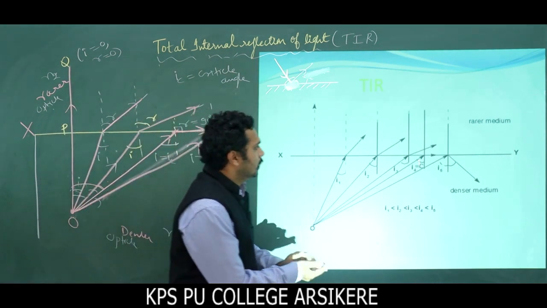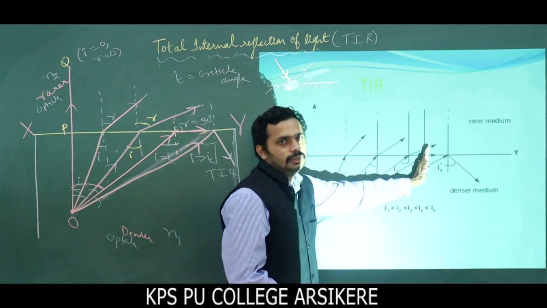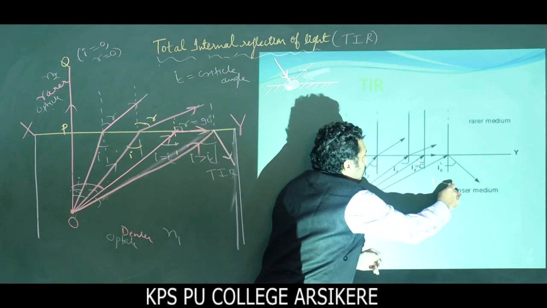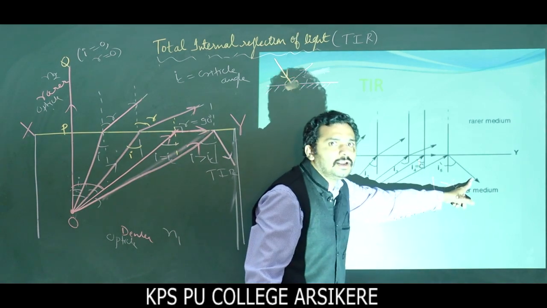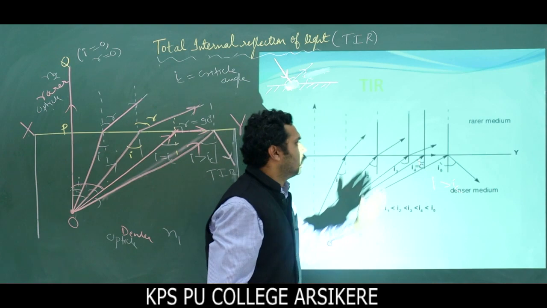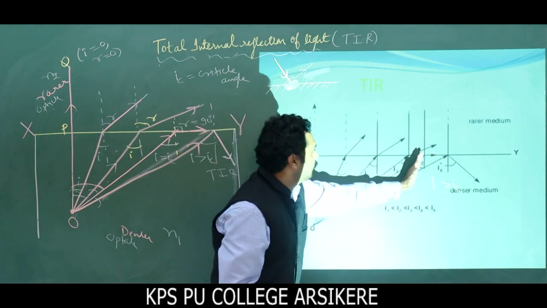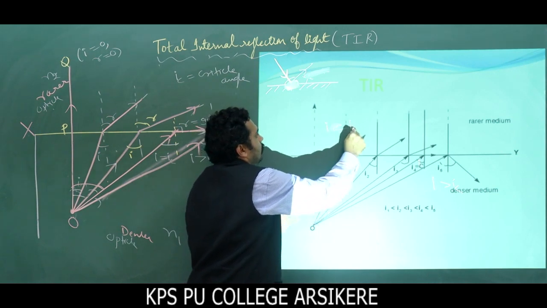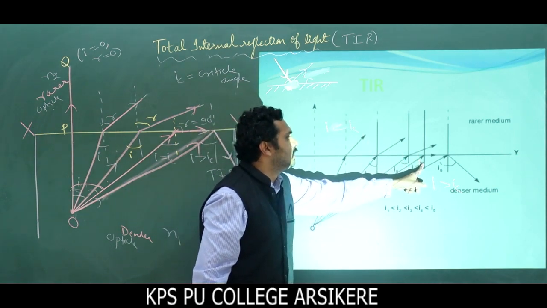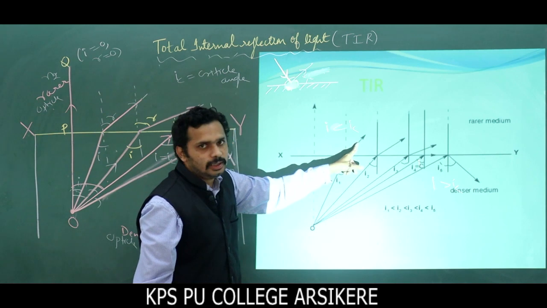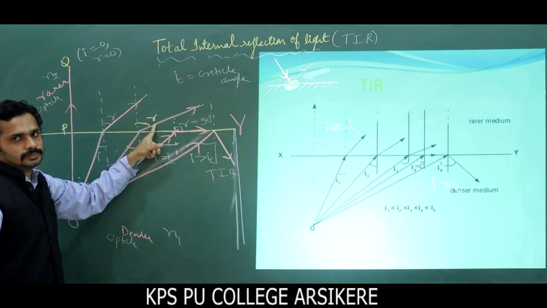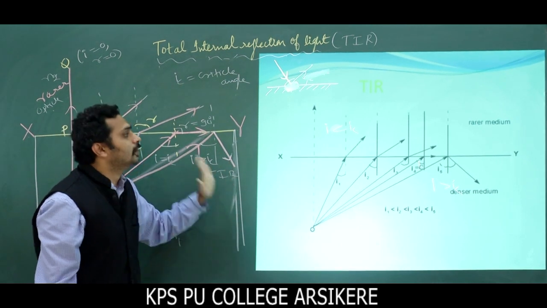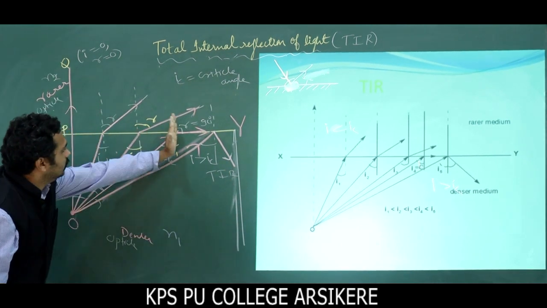So look at here, this is the critical angle, this is the deciding angle. If the angle of incidence is greater than critical angle, the ray is totally reflected back, a total internal reflection. If the angle of incidence is less than critical angle, if I is less than IC, we are going to see refraction. If the angle of incidence is greater than IC, complete reflection. Look at here, this is critical angle.